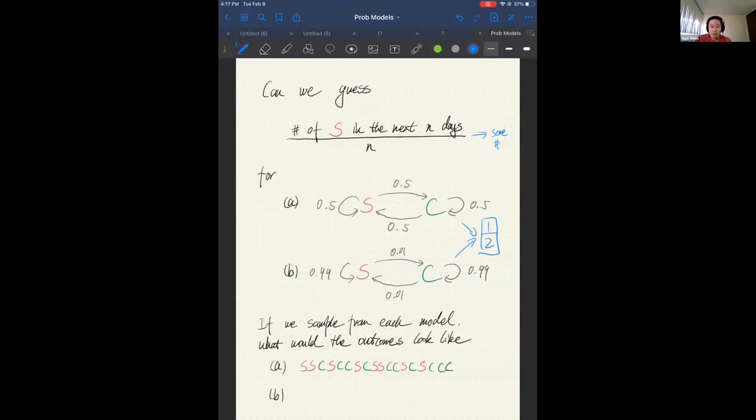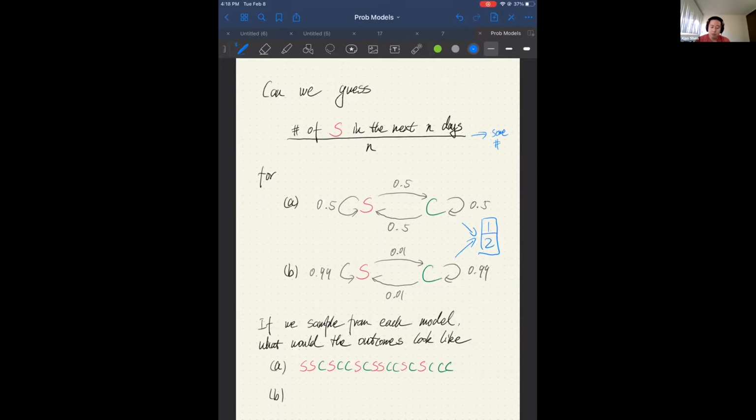But then what happens if we sample from each of these models? What kind of outcomes would it look like? In part A, I sketched out a simulation here. It's almost like we flip a fair coin, which has two sides, S and C. I flip the coin over and over and over, and then we're going to see a sequence of results like this.